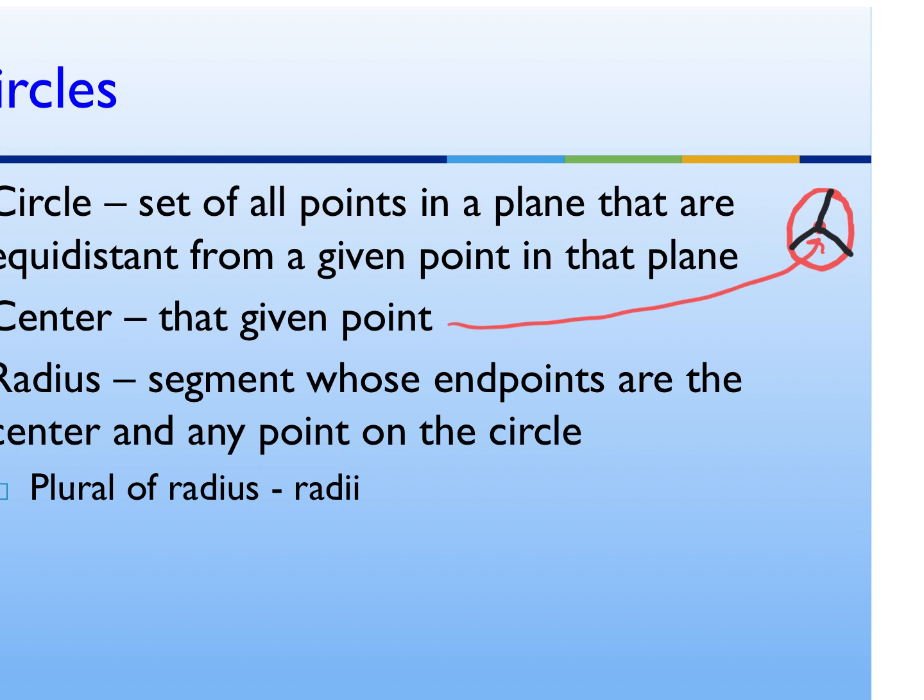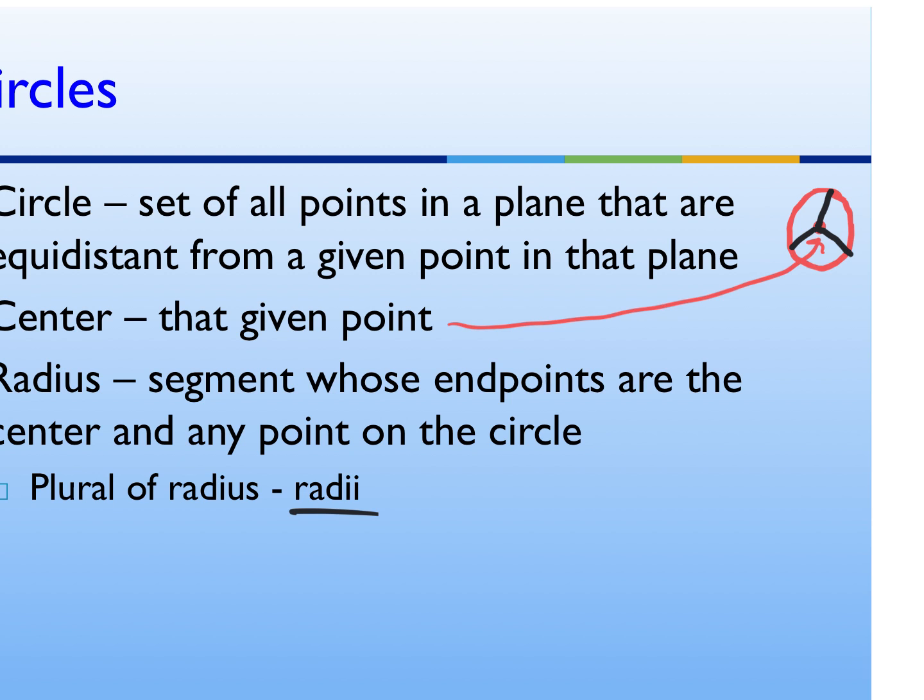Now you're going to hear me say the word radii. Radii is just the plural of radius because you don't say radiuses, okay? You don't say radiuses, I know. I don't know, it's just not what we say. I guess it's not a word. Radii is the plural of radius.